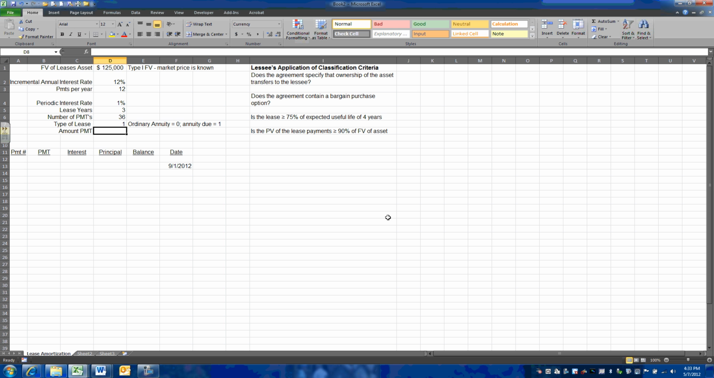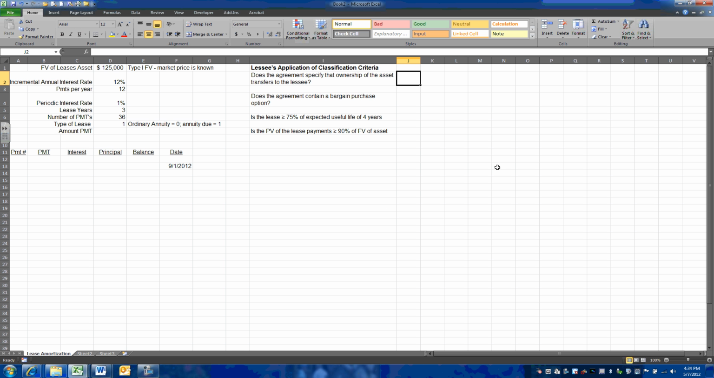Before we proceed in determining the payment amount, let's go over to applying the GAAP criteria to determine whether this is going to be an operating lease or a capital lease. And if it's an operating lease, we will treat these payments as rent. If it is a capital lease, we're going to treat the transactions as if it was the purchase of this lease asset with a note payable.